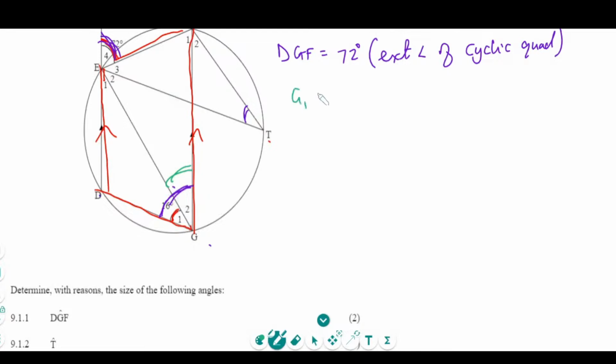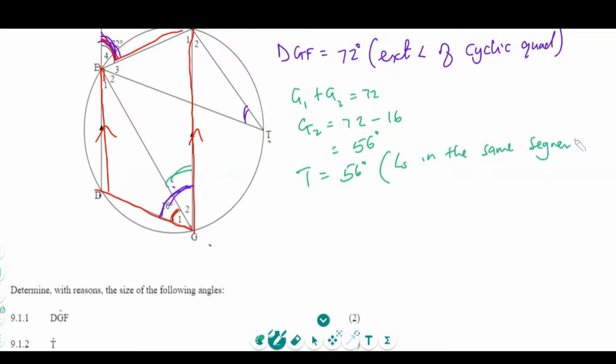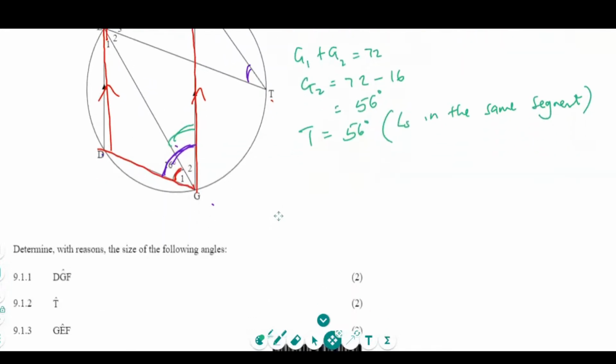We know that G1 plus G2 is equal to 72. We just obtained that. But we know G1 as 16, which means G2 is going to be 72 minus 16, which is 56. Then you can tell us T is also 56 degrees. Reason being, angles in the same segment subtended by the same chord or arc. That is done for T.